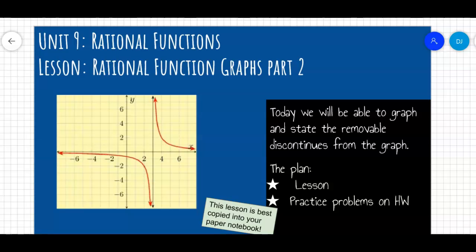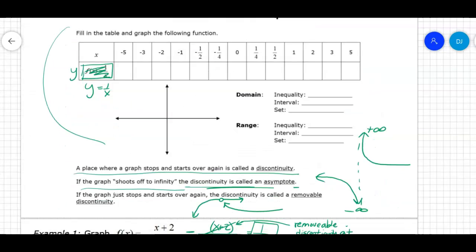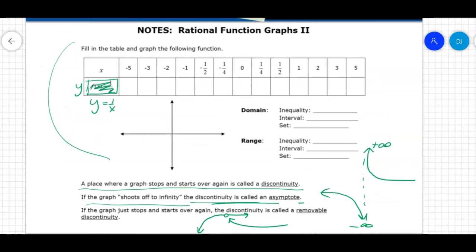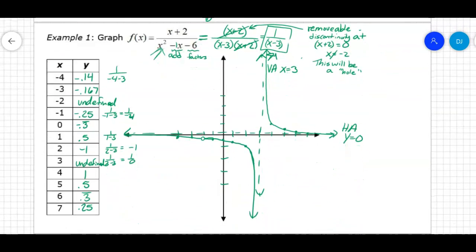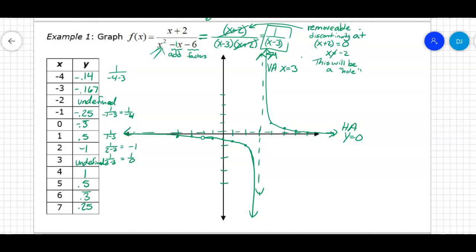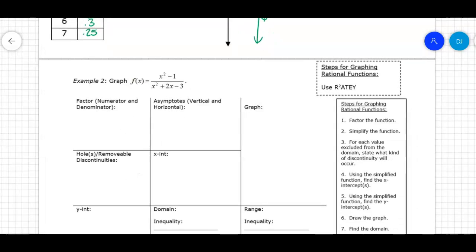All right, so this is rational functions graphs part 2. If you need the first part of the lesson, please go and look back at that first video. In that first video, we also talked about the parent function, which we did in part 1, and we went over example 1 of graphing f of x equals x plus 2 divided by x squared minus x minus 6. And we talked about the removable discontinuity in the graph, just one, and also the asymptote. Now let's go ahead and take a look at example 2.